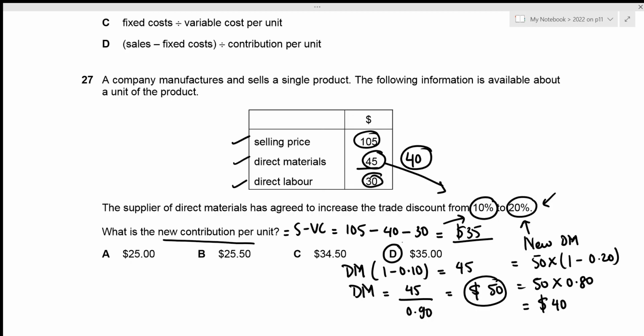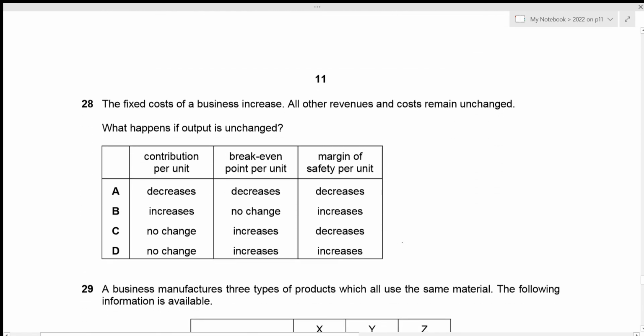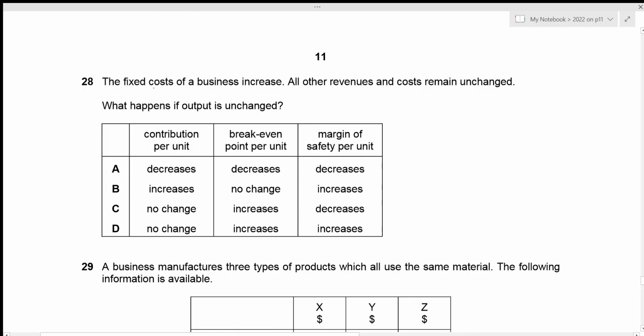We can now move towards question number 28. The fixed costs of a business increase. All other revenues and costs remain unchanged. We need to figure out what happens if output is unchanged. So we're talking about contribution per unit. So the formula for contribution per unit is sales minus variable cost.